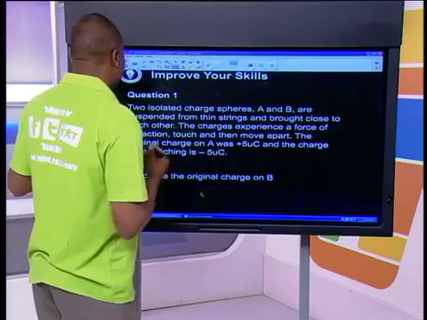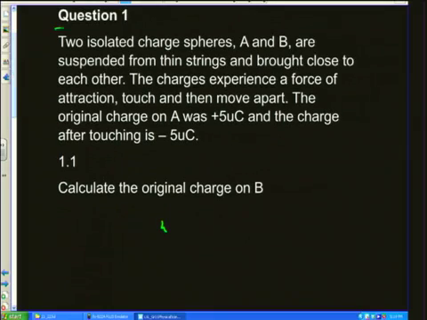We're looking at question number 1 now, trying to improve our skills on how to answer exam questions, of course. It says here two isolated charged spheres, A and B, are suspended from thin strings and brought close to each other. The charges experience a force of attraction. So if it's an attraction, it means one charge is positive, the other one is negative. They touch each other and then move apart.